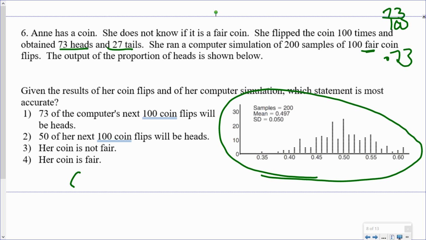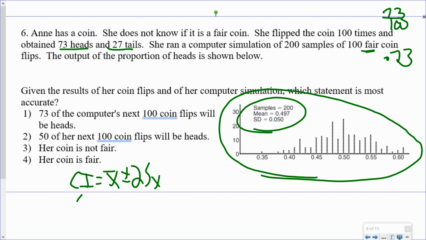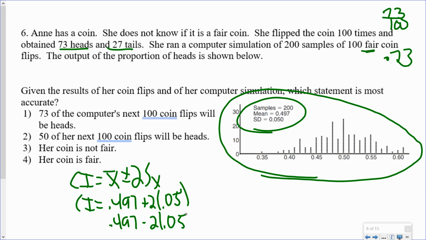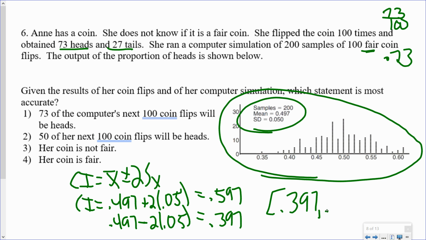So I'm going to find the confidence interval of the fair coin using this information. The confidence interval is the mean plus and minus 2 times the standard deviation. 0.497 plus 2 times 0.05. 0.497 minus 2 times 0.05. That's 0.597, 0.397. So for a fair coin, again, this is not her coin, the range of expected values is between 0.397 and 0.597.